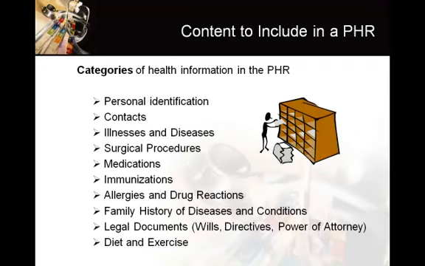So the scope of content to include in a PHR really depends on what the intent is. Here are some of the categories: personal identification, contacts, illnesses and diseases, surgical procedures, medications, immunizations, allergies and drug reactions, family history of diseases and conditions that are relevant to your conditions, legal documents like wills, directives, power of attorney, diet and exercise, and basically anything that will help caregivers and providers make informed decisions about your health.